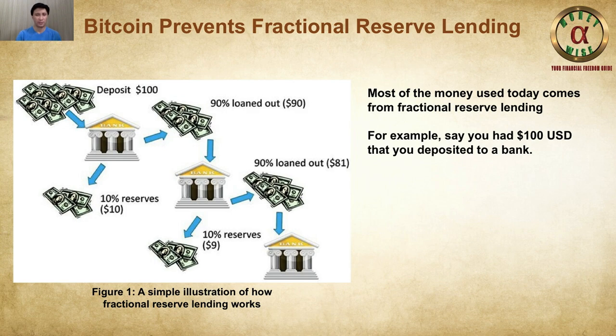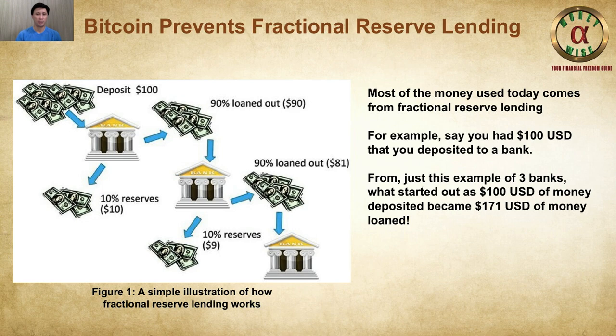So just from this simple example of 3 banks, just what started as $100 of money deposited became $171 of money loaned. So this is where most of the money comes from today, through this fractional reserve lending banking system.